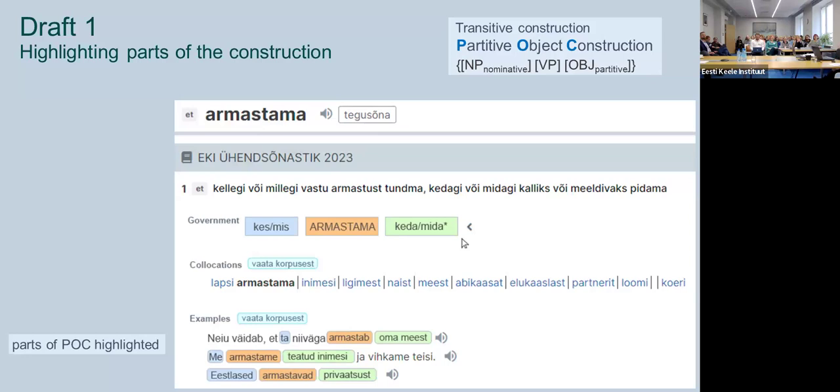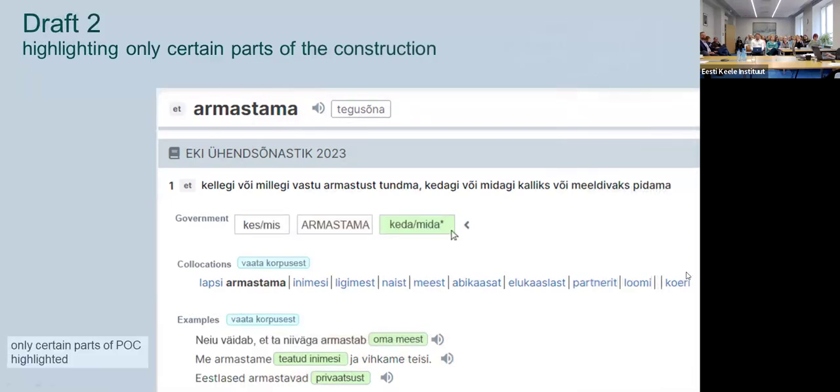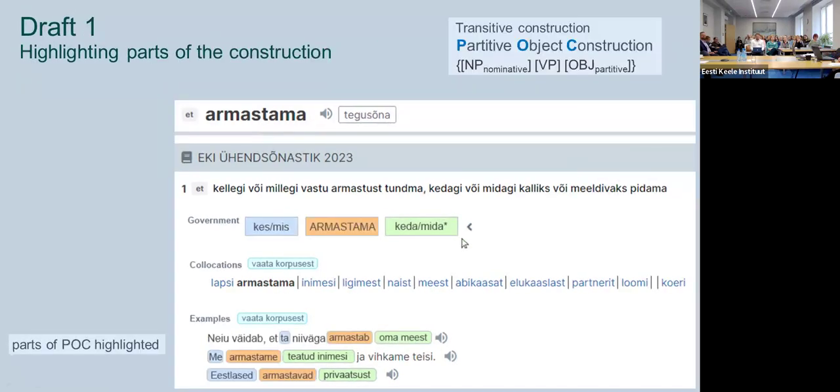Linguist, but also has creative, artistic gifts, and she has drafted this. It's the same verb armastama, to love, and it is a verb that occurs in a partitive object construction that Jelena also already mentioned. But what's specific with it is that usually in Estonian, verbs can alternate between nominative, genitive and partitive in object case marking, but in this case partitive case is the only option.